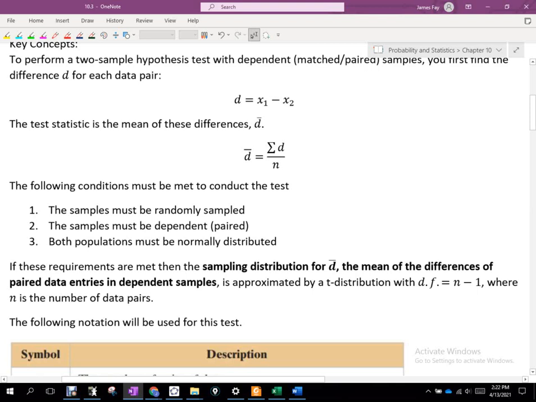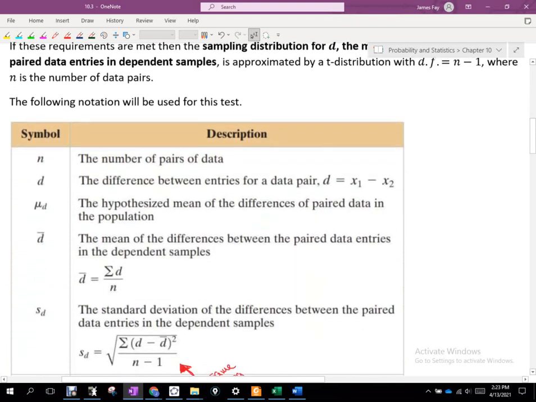That mean of the differences is approximated using the t-distribution if these three things are true. Samples are randomly selected. Samples are dependent, which is hopefully obvious. And both populations are normally distributed. When that happens, the t-distribution will approximate the distribution of the mean of these differences. The degrees of freedom is n minus 1, like it usually is for the t-distribution.